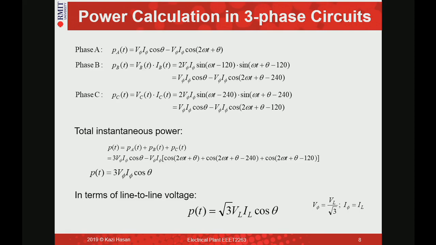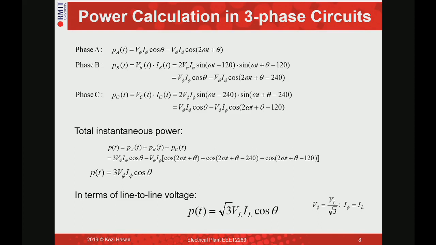So when you apply this formula in your calculation, remember which equations you are writing and which parameters you are considering. Power calculation can be done by 3 VI cos theta or √3 VI cos theta. So is it 3 or √3? That will depend on your voltage and current, whether you are using phase parameters or line parameters.